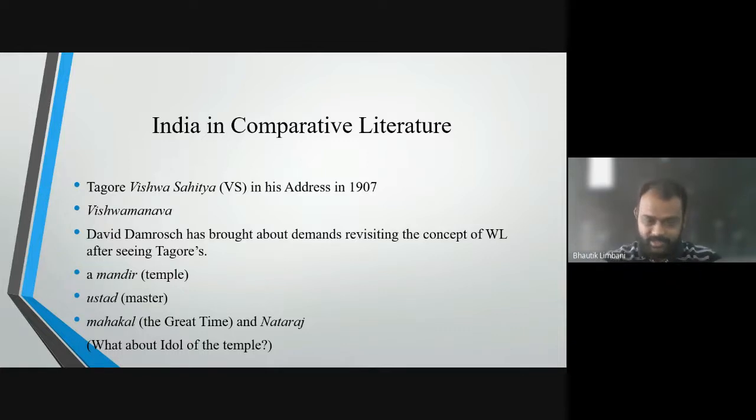When you read this address, you found it very interesting and relevant. But if you give a second thought to it, or if you do a comparative study of what Goethe meant by world literature, and what Gurudev proposed and meant by Vishwa Sahitya, they are two different things. So he actually wanted to have a Vishwa Manav.